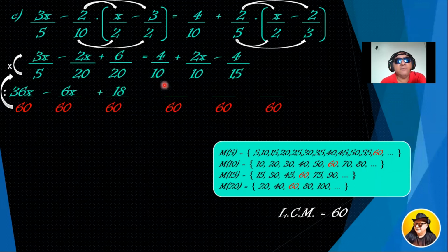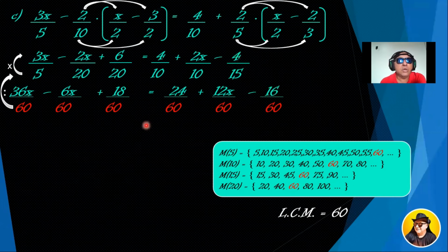And 60 divided by 10 is 6. 6 times 4 is 24. And 60 divided by 10 is 6. 6 times 2x is plus 12x. And finally, 60 divided by 15 is 4. 4 times minus 4 is minus 16.